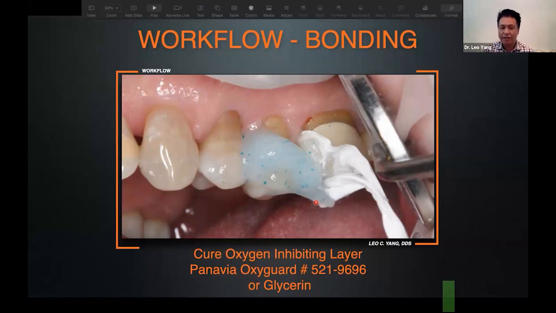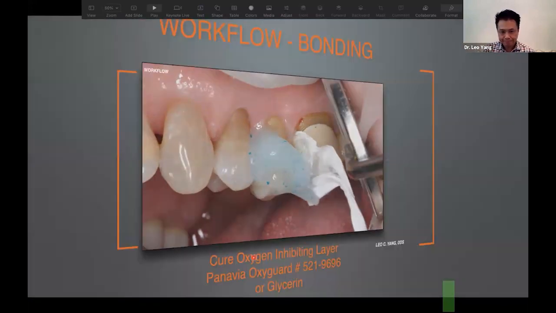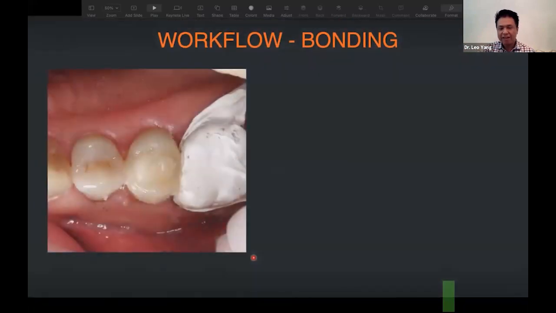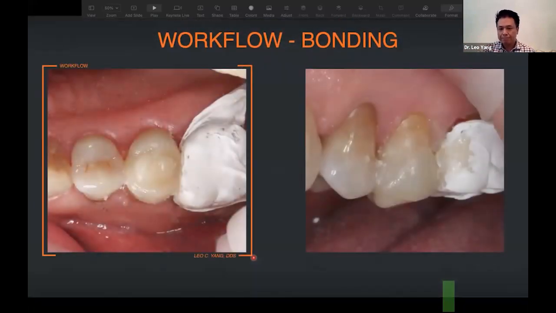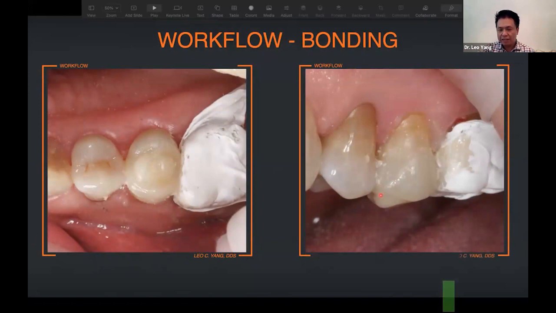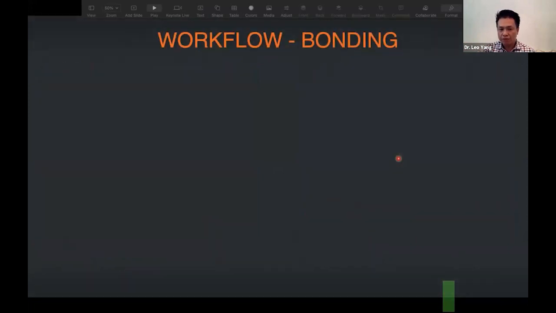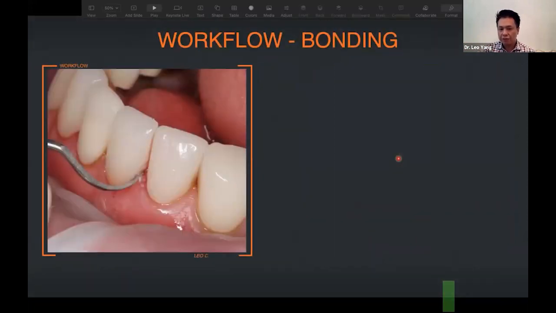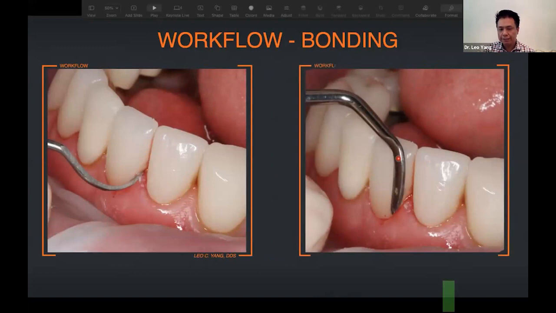And this is the layer that sometimes when you cure it, you don't have that staining around the margin over time. That will prevent that from happening. So either OxyGuard from Panavia or glycerin in this case. And after that, then I'll clean up the cement again. And if you clean up a lot of cement at the beginning, you don't have to worry. You don't see a lot of this cement to clean up.